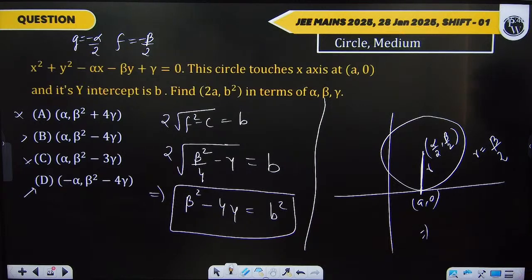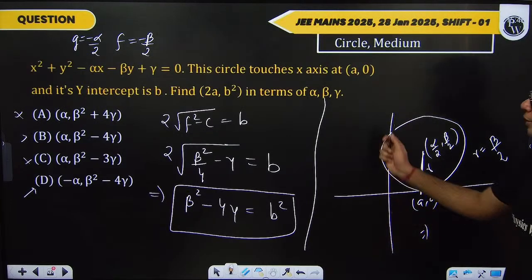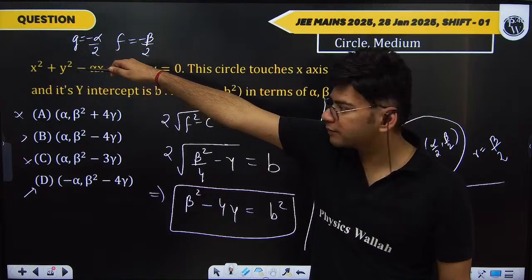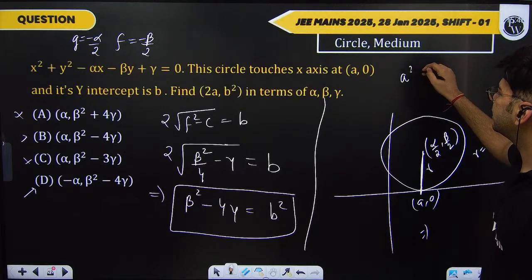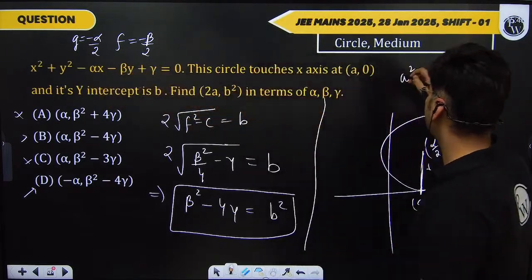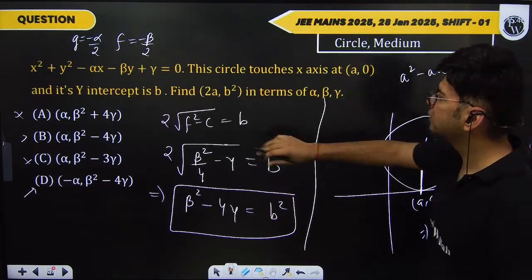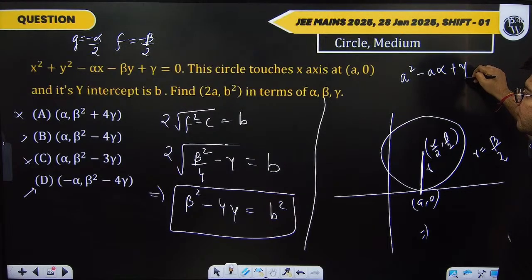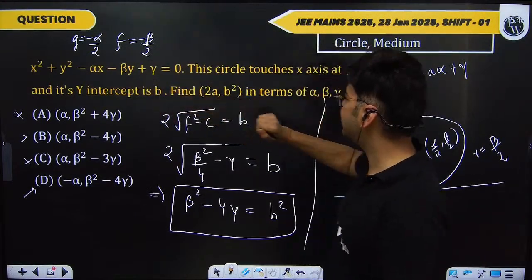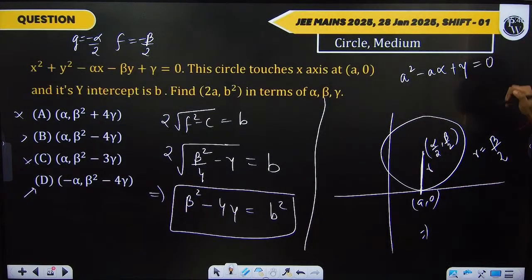Now, what is the value of radius? Radius is coming out as beta by 2. Circle touches a comma 0, so a comma 0 will satisfy the equation of circle. So once you satisfy a comma 0 in the equation of circle, what you will get? a square plus 0 square minus a alpha, this is 0, plus gamma. a square minus a alpha plus gamma should be 0. This is your second thing.